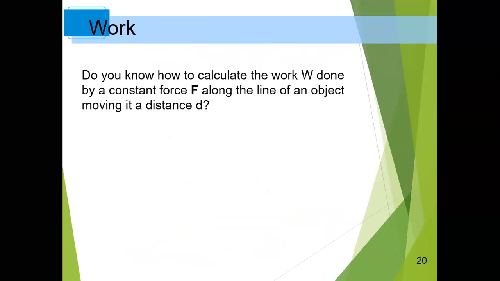Let's talk about work as a physical quantity. Do you know how to calculate work done by a constant force along the line of an object moving it in a particular direction? Does anybody know? Force times distance. Yeah? So it's basically whatever that force is times the distance that thing has to move. But that force is assumed to be in the direction that the object is moving.